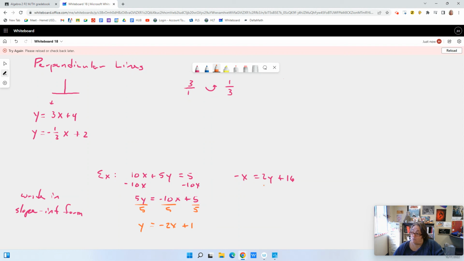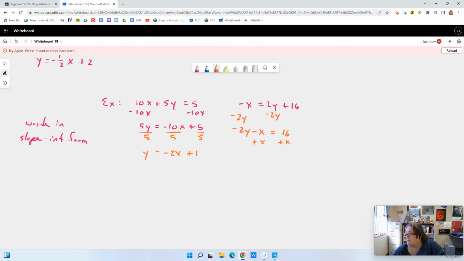Here, I need to move my y to the other side. So I'm going to subtract 2y, which would give me minus 2y minus x equals 16. So we're going to get rid of that x now by adding it to the other side. That is going to give me minus 2y equals x plus 16. And here we're going to divide each piece by negative 2. And I get y equals minus 1/2 x plus 16 divided by negative 2 is negative 8. So it wouldn't be plus, it would be minus. And now we're in slope-intercept form.